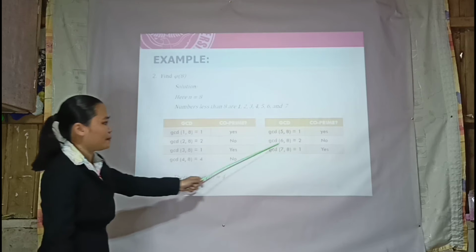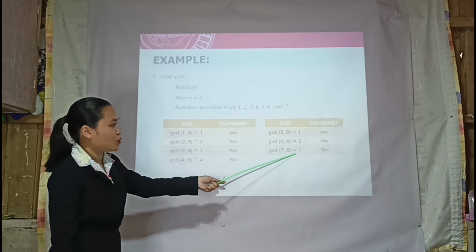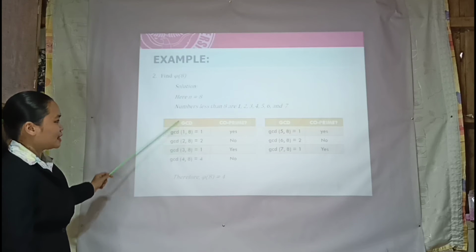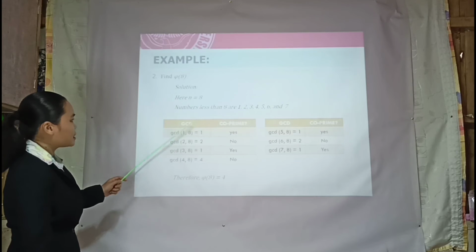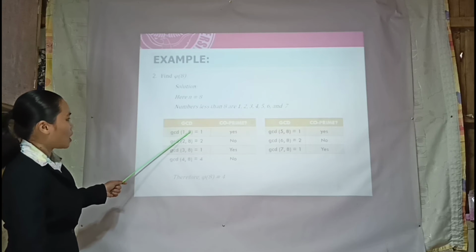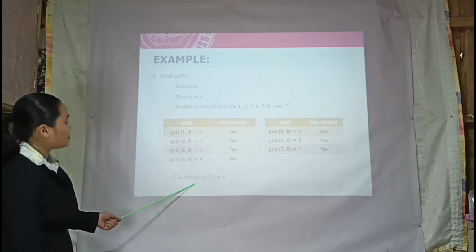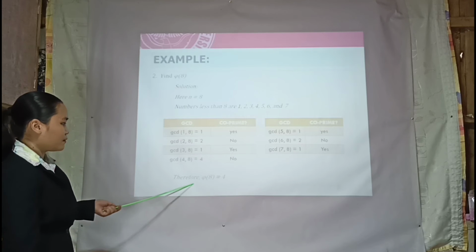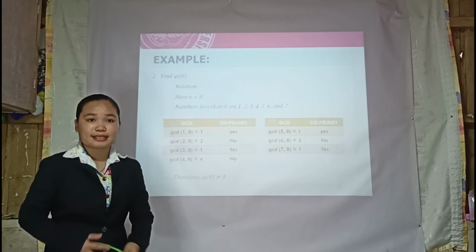It is not a co-prime. And for the GCD of 7 and 8, we have 1, and the answer is yes. For this example, the numbers that are co-prime to 8 are 1, 3, 5, and 7. So the answer for phi of 8 is 4. Therefore, phi of 8 is equal to 4. Do you understand?